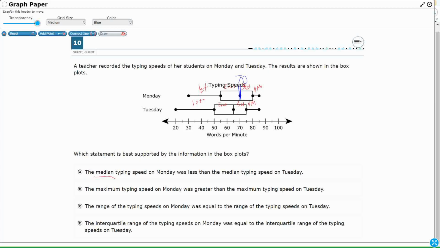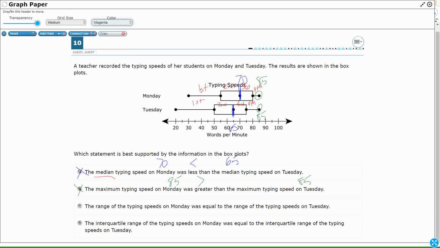So that's going to be 70. That's our median right here on the second one. That's 65. And it says the median on Monday, 70, was less than the median on Tuesday, 65. And that is incorrect. So it is greater than. Let's check to see what we have for B. Maximum typing speed. So maximum, it's just going to be the final point right there, was on Monday, so that's going to be 85. They're both 85. So they think Monday 85 is greater than 85 on Tuesday, and that also is incorrect.